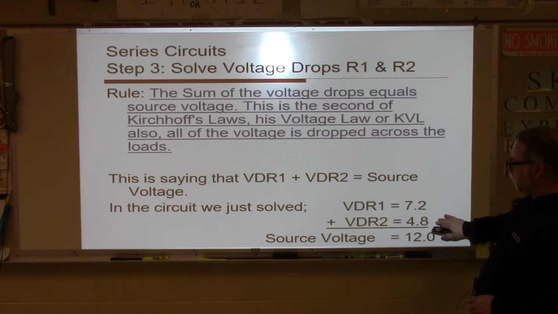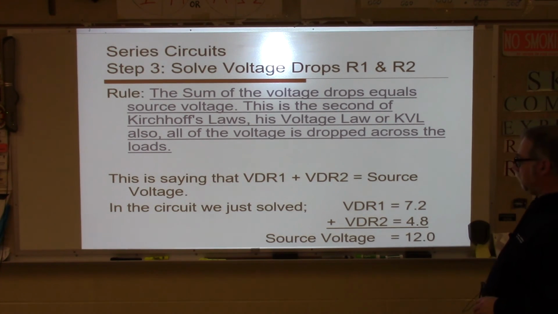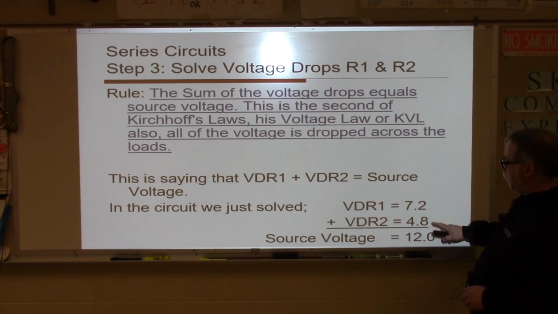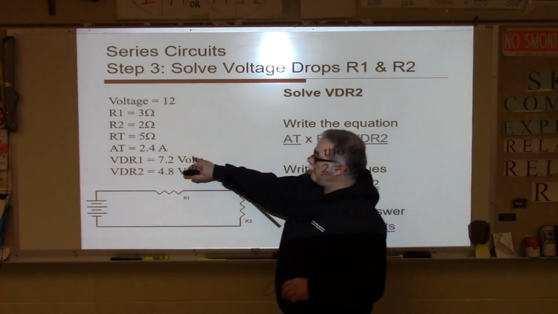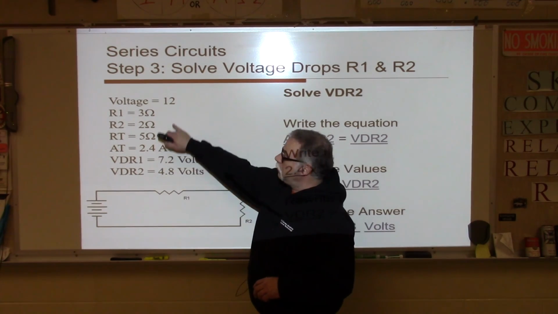So here's the one we just did. It's 7.2 volts at R1. We had 4.8 volts at R2. We add those two together and we get 12 volts. Just to back up, 7.2 plus 4.8 is 12.